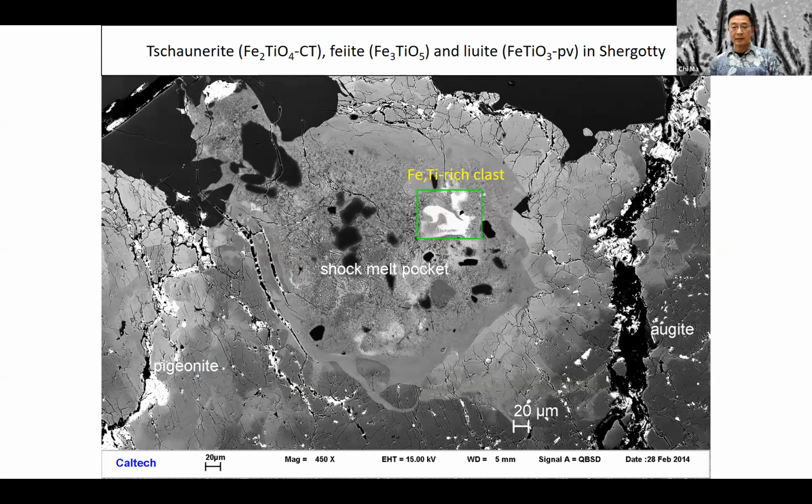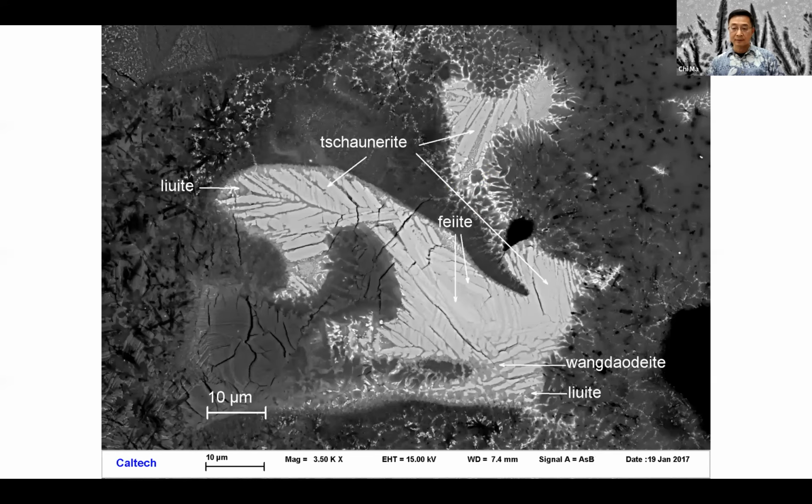Now let's look at three new minerals from the Sc₄Zr₃ meteorite: schornerite, fayite, and leuite. All occur within one iron-titanium-rich cluster within this shock melt pocket. Now zoom in. So here it's schornite with ferrite and leweite.